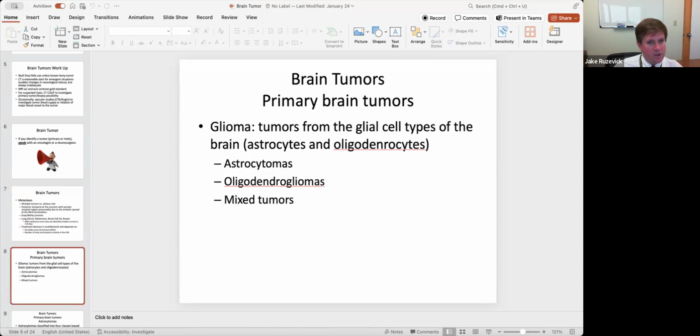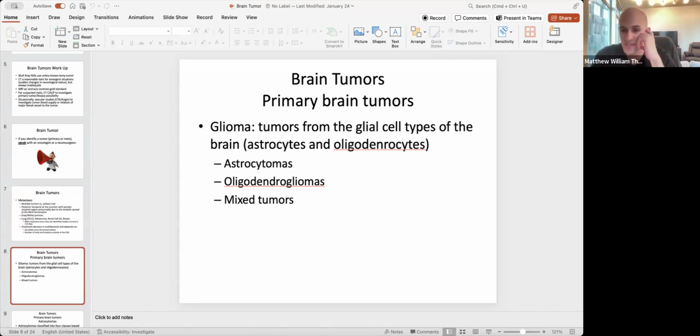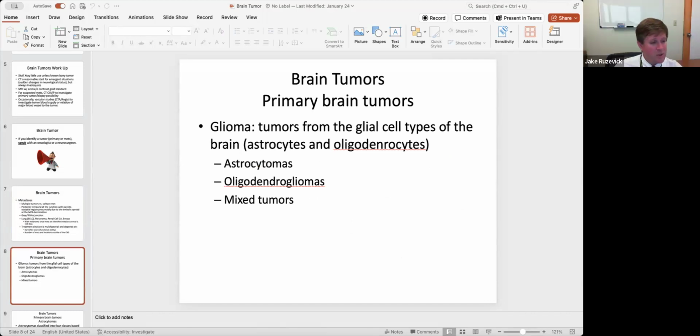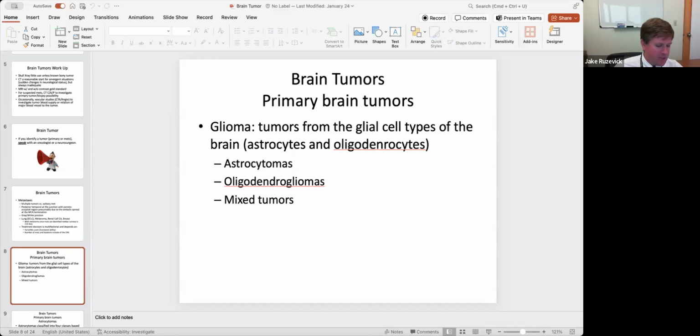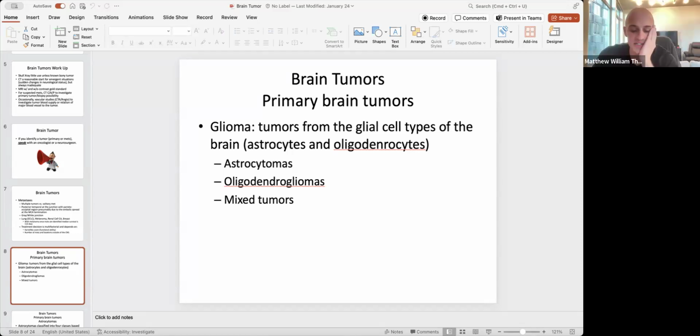So to your point, Jory, the most common primary brain tumors are gliomas. Does anyone know how many grades of gliomas there are? Matthew, maybe? This is a total guess, but like 4. Yeah, 4. So which one's the most benign? Which one's the most aggressive? 1's the most benign, 4 the most aggressive. Good. Can you think of an example of a grade 4? GBM. Yeah, exactly right. So glioblastoma. That's the most common primary brain tumor in adults.